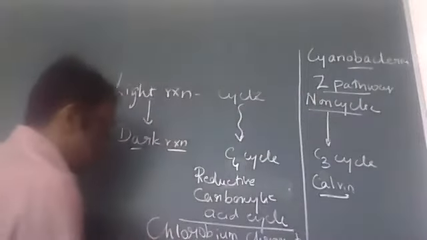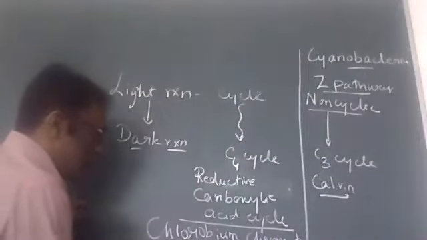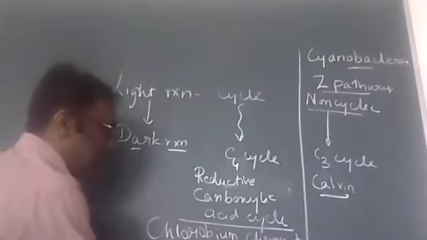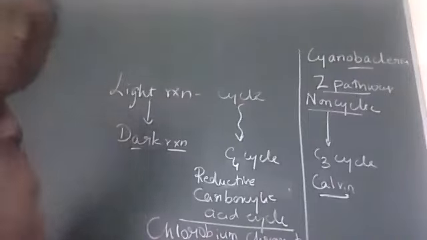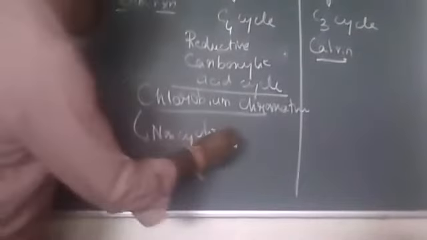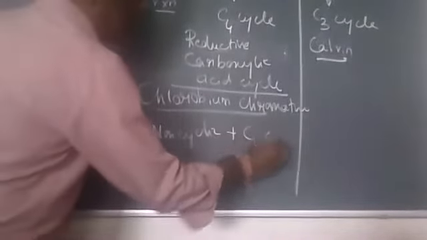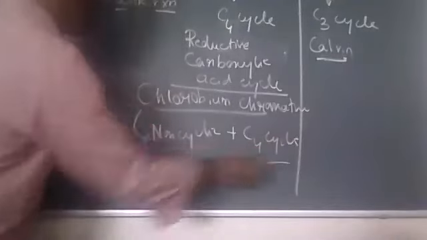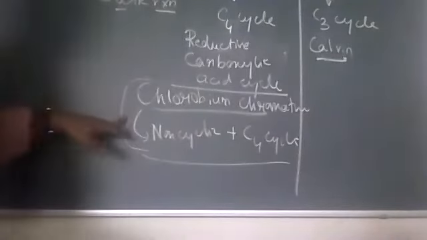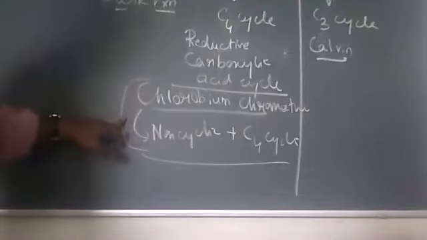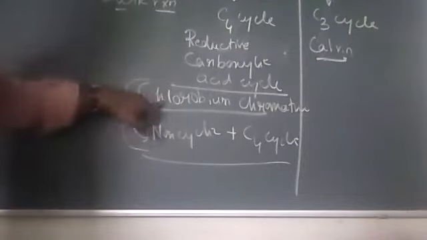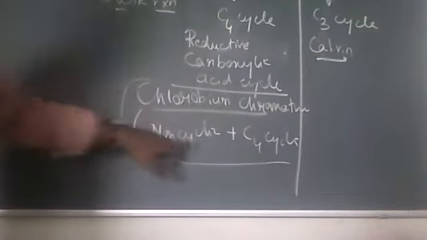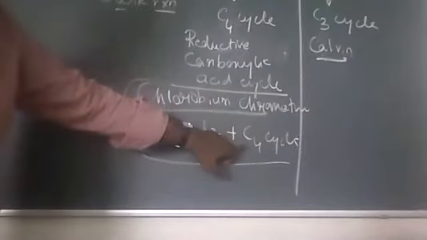These two organisms will undergo which one? Non-cyclic, where they use H2S. They use non-cyclic mechanism. Correct? But they will follow C4 cycle only. This is what is important for us to know as a difference. All are clear in this? Chlorobium, chromatium undergo non-cyclic, but C4 cycle.